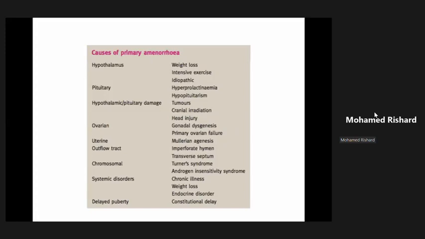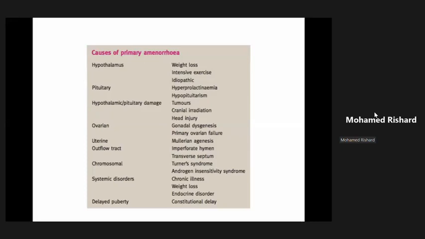So you should ask from the history when a girl comes to you, you should check whether it is a hypothalamus problem. In that case, severe weight loss, anorexia nervosa, intensive exercise, when the body mass is very less, very lean body mass, then they are at risk of getting hypothalamus related primary amenorrhea. Sometimes it can be idiopathic also, an idiopathic hypothalamic disorder. Pituitary, hypoprolactinemia, hypopituitarism can be a cause. And again, damage due to tumors, previous irradiation, head injury. Ovarian problems, gonadal dysgenesis. There is something called Swyer's disease, which I'm going to talk about again.